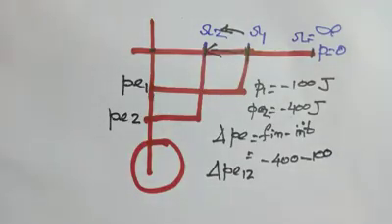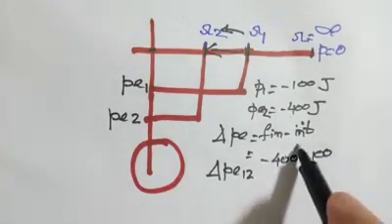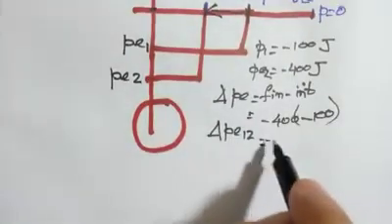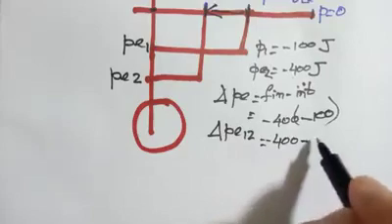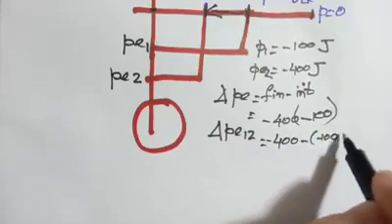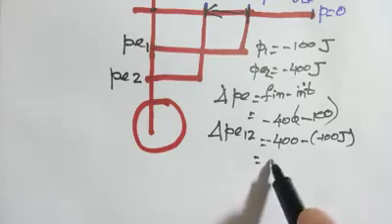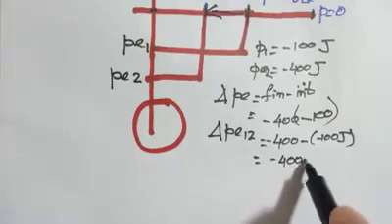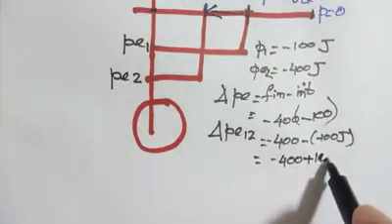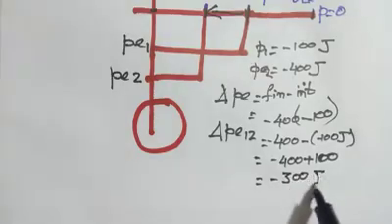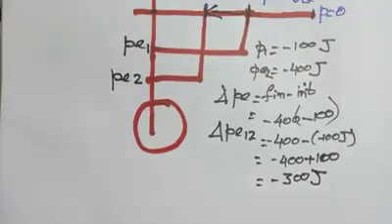I am omitting the figures or the points right now. Put it in braces. Let me write it once more for you: minus 400 minus minus 100 joules. So what it would lead to is minus 400 minus, minus becomes plus, so it would become plus 100, and finally it would become minus 300 joules.